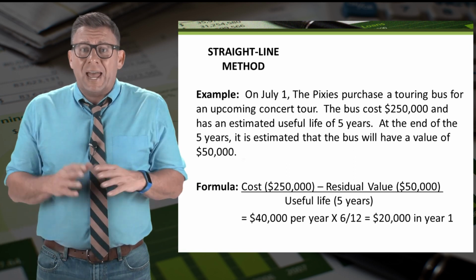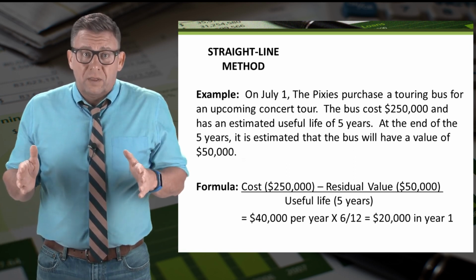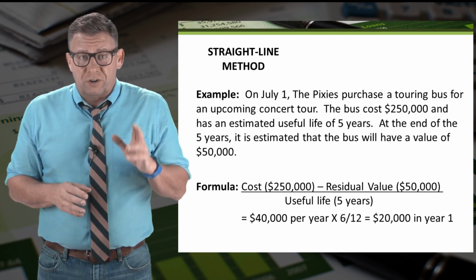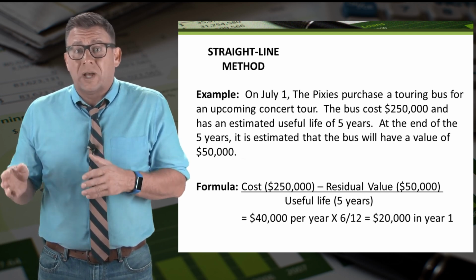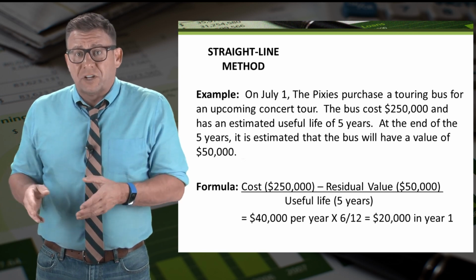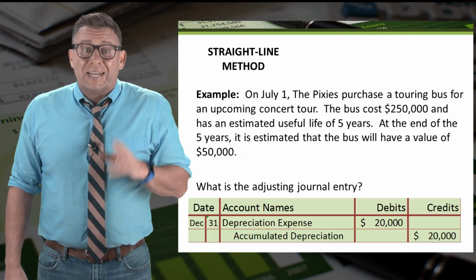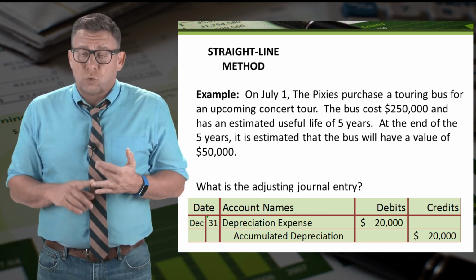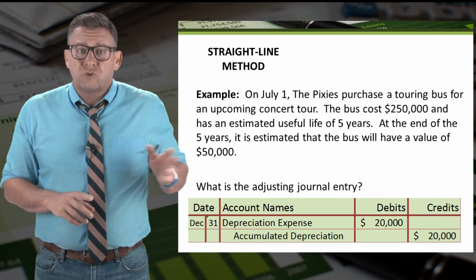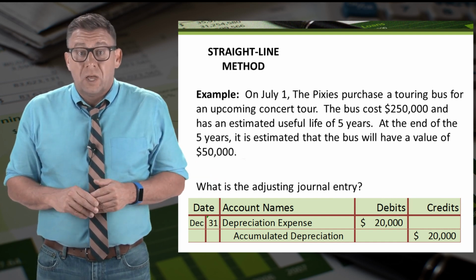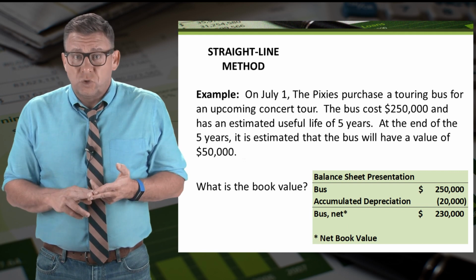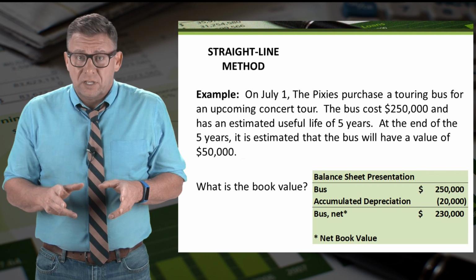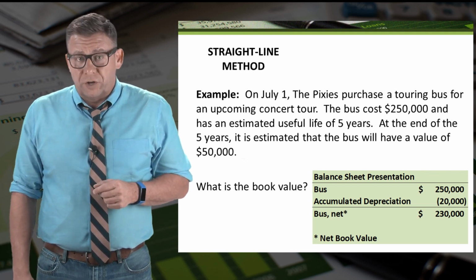Except the Pixies didn't have the bus for a full year. They had it for half a year. So let's multiply the annual depreciation of $40,000 by 6/12 to get $20,000 for year 1. Now we can record the adjusting journal entry by debiting depreciation expense and crediting accumulated depreciation for $20,000. Finally, the book value is the cost of $250,000 minus accumulated depreciation of $20,000, which gives us a net book value of $230,000.